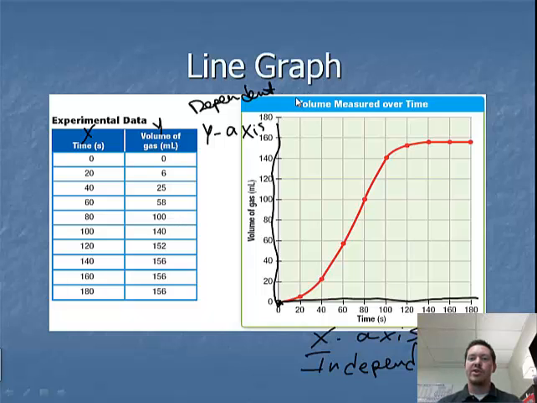Also, when we're filling out a graph, we're going to have a title that describes what the graph is trying to show. So here, volume measured over time. We don't know what the gas is, but just for an example, the volume of the gas and how this volume changes over a given time.